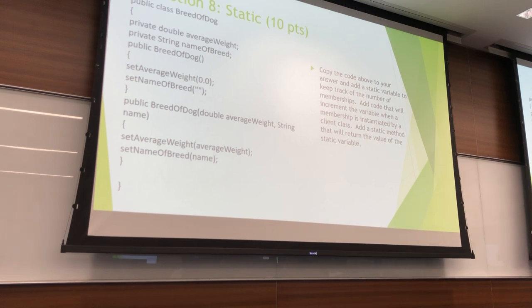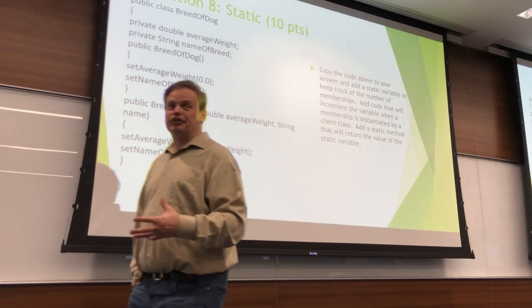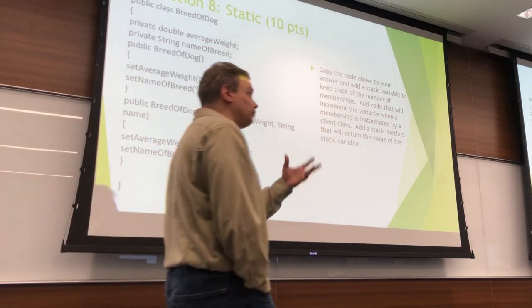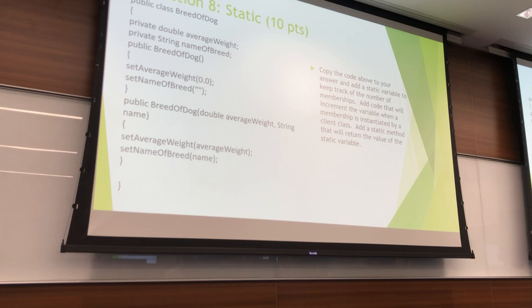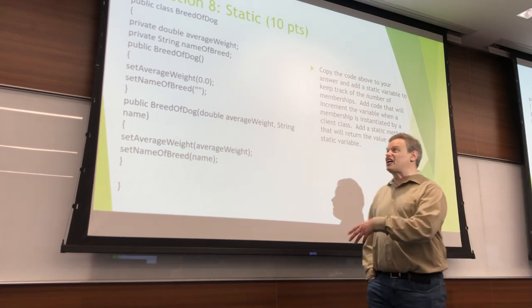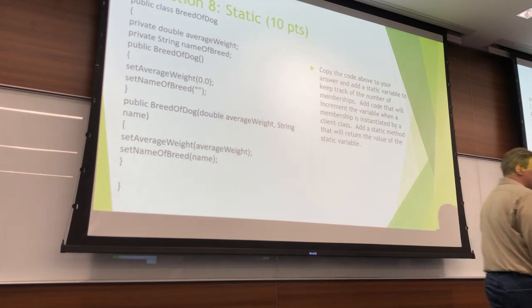So anyway, get number of breeds should be callable before I've ever created a breed of dog. That's the advantage of a static method, and it's a very minimal advantage. The restriction on a static method is very harsh. Because it can be called before the object is ever instantiated, it can't access any of the members of the class, with the exception of static members, because they do exist before an object exists. So you won't see many static methods, but if you have methods that only use the static members, you should go ahead and make them static.